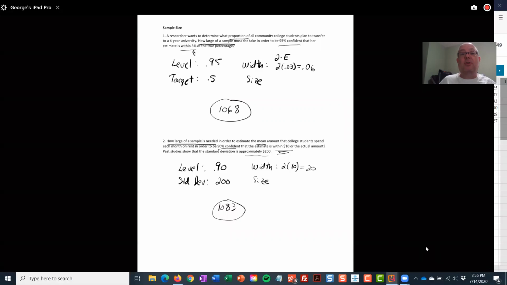Second, you need to be able to tell the difference between proportion and mean. Proportion problem, besides just saying proportion, think about data that are categorical. And the margin of error is usually a percent. For a mean, besides it saying mean, think about data that are numerical, not categorical. And you'll have to have a standard deviation that doesn't show up in a proportion problem.